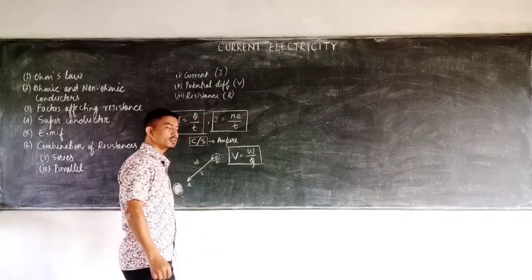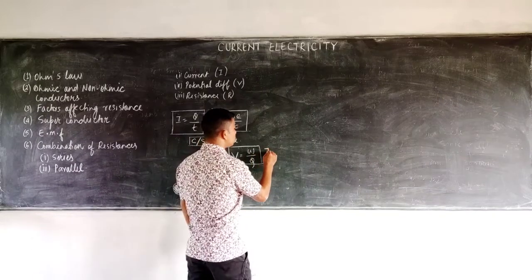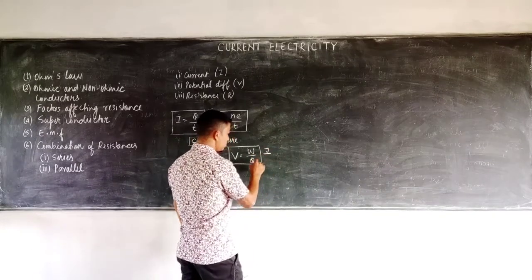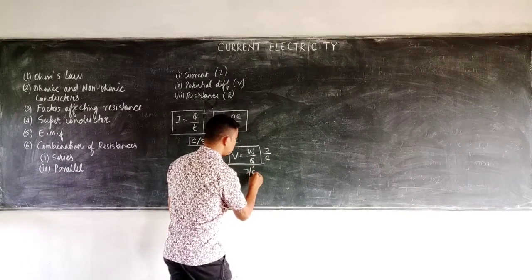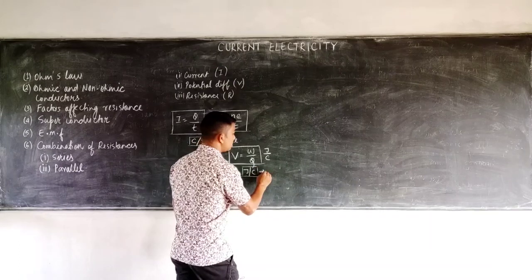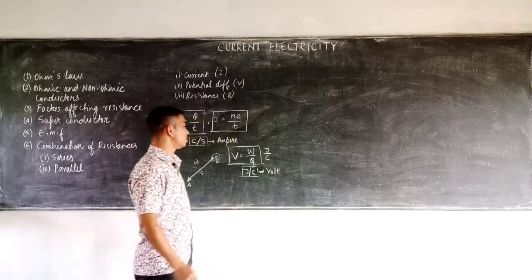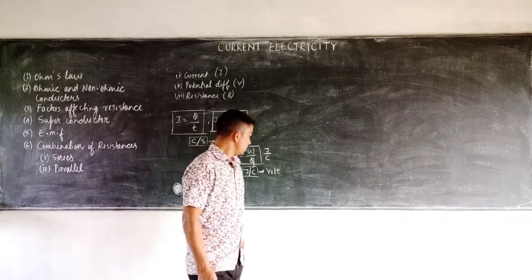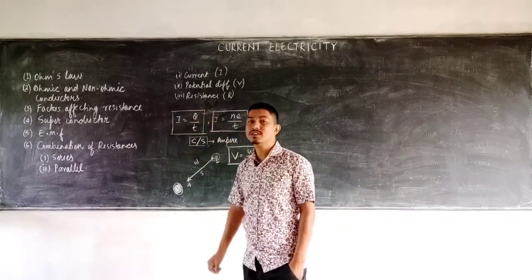Now coming to the unit of potential difference, work is measured in joule and charge is measured in coulomb. So joule per coulomb is the SI unit of potential difference, which is usually known as volt. So volt is the SI unit of potential difference. Now coming to the third term, the resistance.